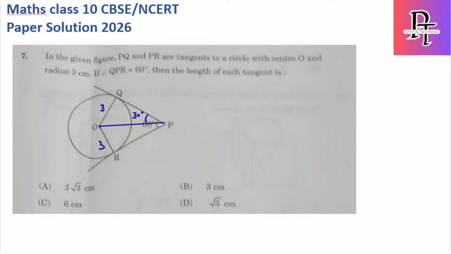Okay, so I will draw OQP separately. I'll draw it like this, straight. The right angle is at Q. And this is O, this is P.